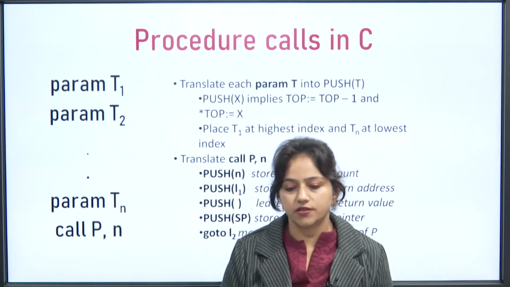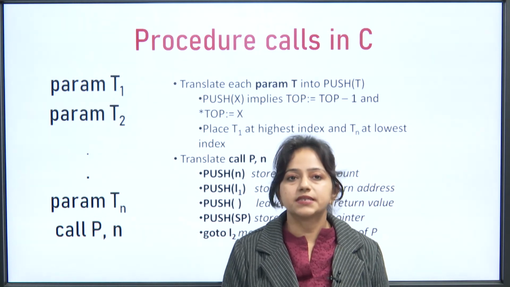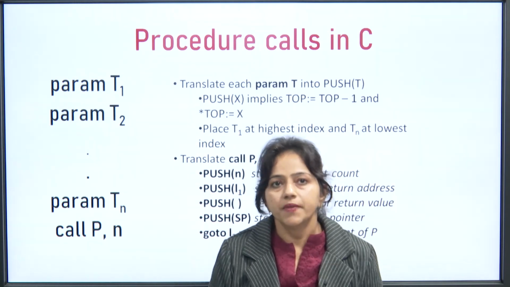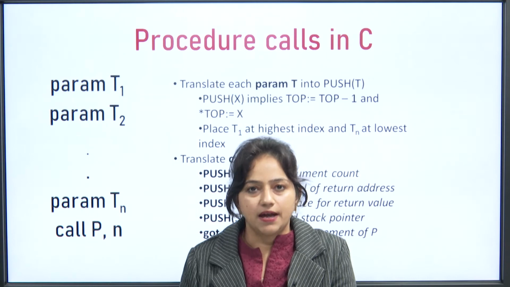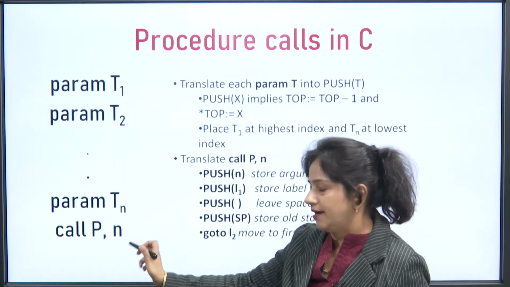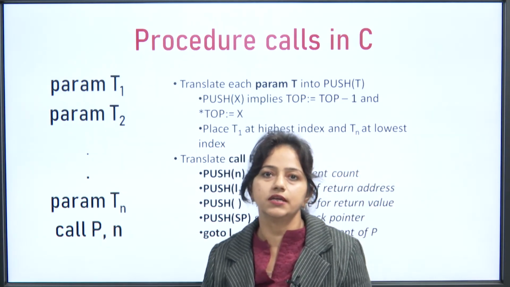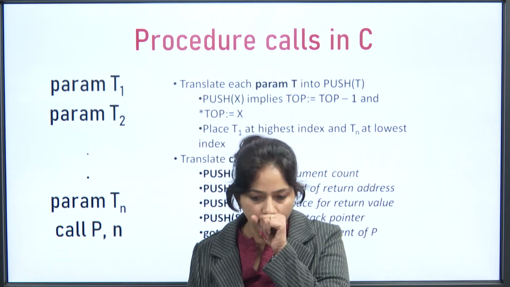Now, we will see, suppose we have a procedure in a C program. It will have various parameters, then we have call P and N, a syntax used in 3 address code representation.